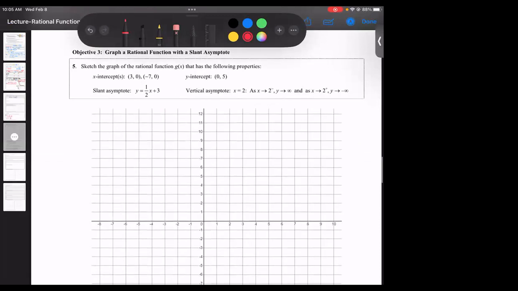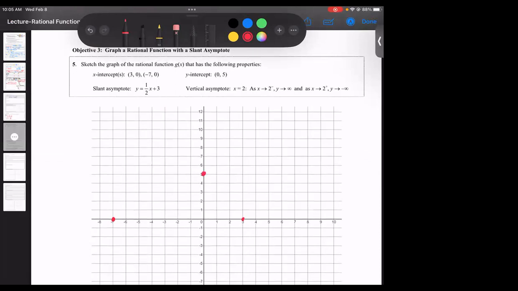I have x-intercepts 3 and -7. The y-intercept is 0, 5. My slant asymptote is 1/2 x plus 3. By the way, slant asymptote is always in linear form, mx plus b. And you guys know how to graph a linear function. You only need 2 points. So my y-intercept is at 3. So I'm gonna graph it using rise over run. And then 1/2, I'm gonna rise 1/2, right? There's my second point.